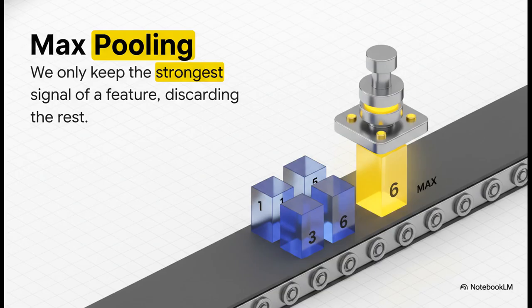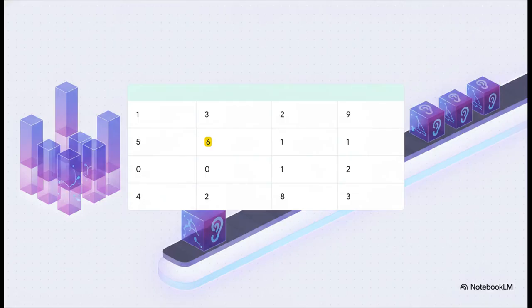Now, the concept behind it is just beautifully simple. In any given neighborhood of pixels, we're just going to pay attention to the one that's shouting the loudest. We keep the strongest signal, and we just let the rest go. So imagine this grid is the output from one of our feature detectors. Maybe it's one that's trained to look for the gentle curve of an ear. The higher the number, the more confident it is that it found something. This is our raw data.